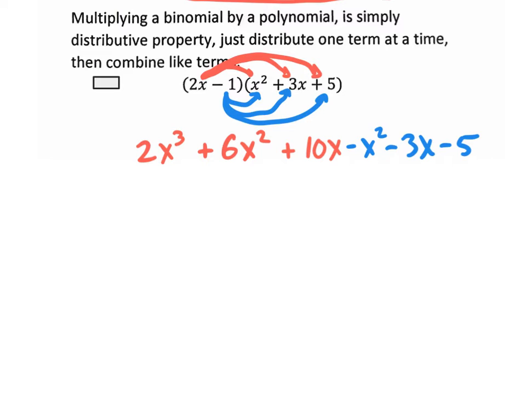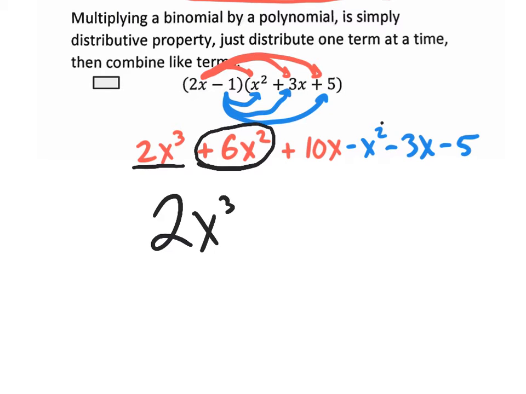So you want to start with your highest exponential term, and the highest one is what? X to the what? X to the third. So 2x to the third, there's nothing to combine it with. I'm just going to bring it down as the first part of my answer. Then we go for the next highest exponent, which is what? 6x squared. And we're going to combine this guy with what? With the minus x squared.